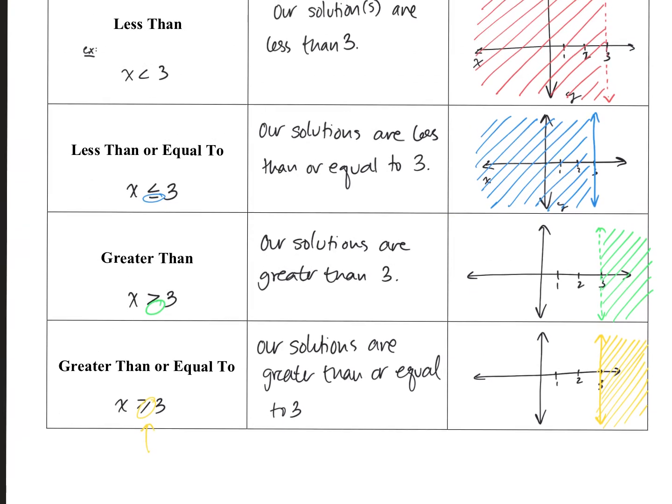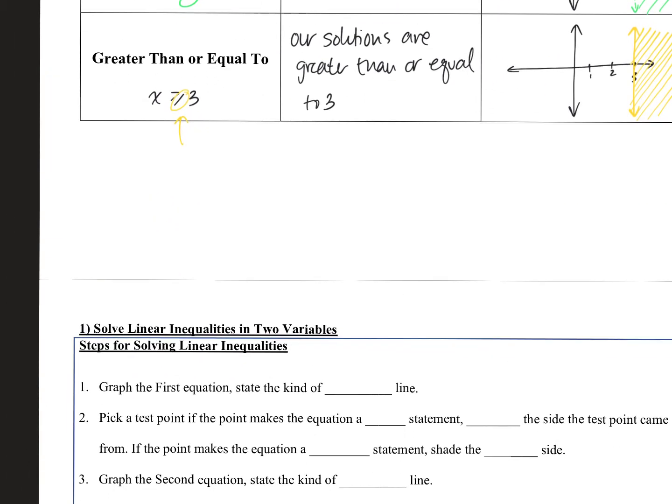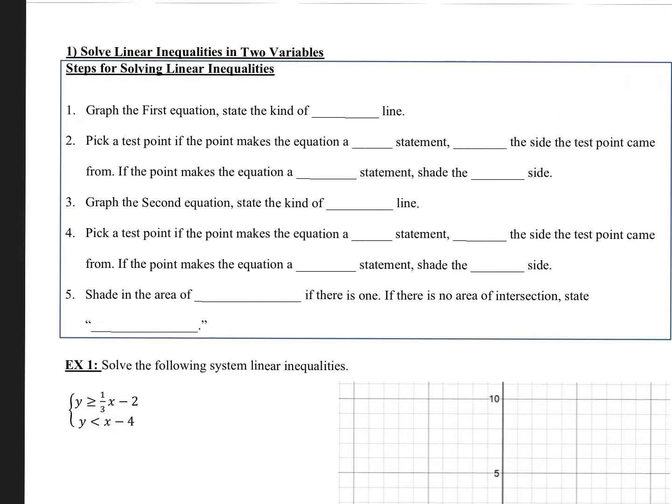Alright, so those are the 4 sort of options we have with the shadings. We have the solid line, dotted line, and the shading. So here we go, the steps for solving linear inequalities in 2 variables. First off, you're going to graph the first given equation. And note, if we're working with a system, which in these ones we are, there should be the word system right there. You're going to have 2 equations. So you might have x plus y greater than or equal to some number, and then x plus y greater than or equal to some number. So these are what I'm referring to when I'm saying the first and second equation.